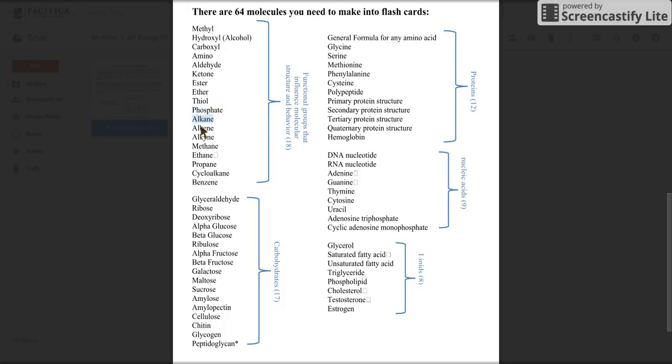We've got alkanes, alkenes, alkynes. You can just give me a general structure for these. Methane, ethane, propane. Cycloalkane is another type of alkane, or not another type, but it's an alkane that is in a circle. And then benzene is a type of cycloalkene. Then there are 18 of those flashcards that you're going to make for this group.